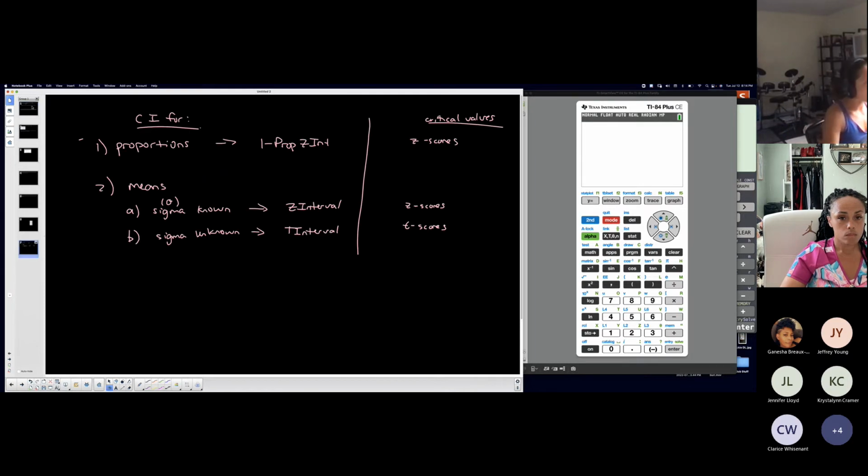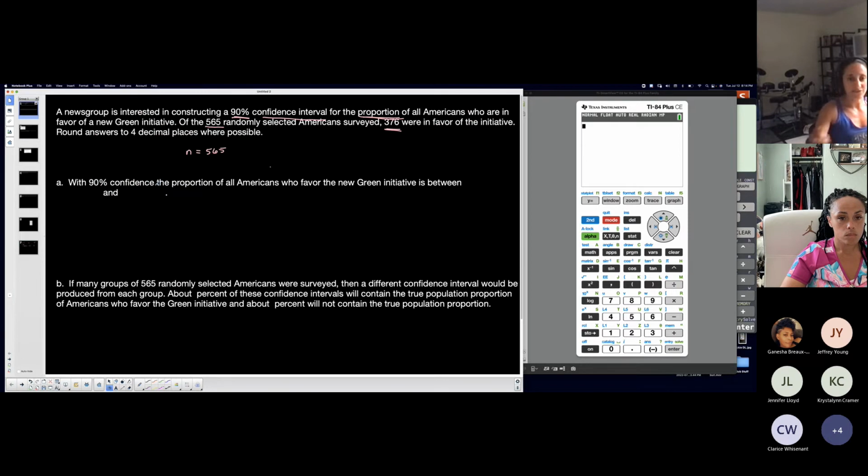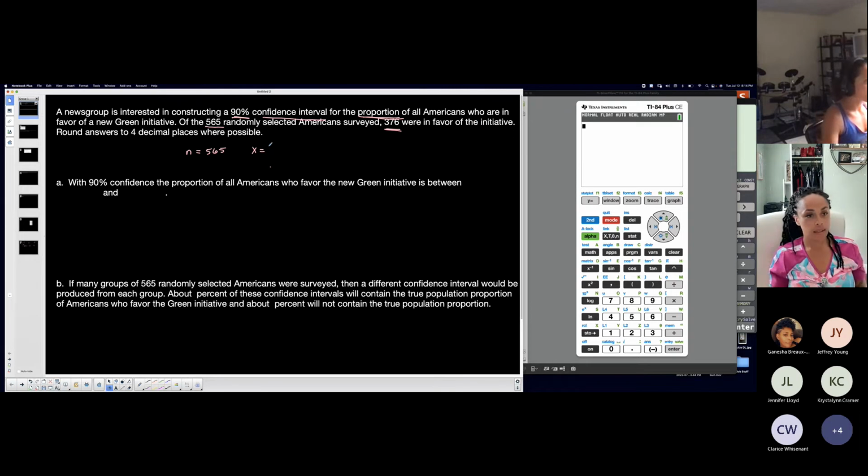You have to now think about, remember what a proportion is. It's a fraction of a total. So I have 376 out of the 565 as my fraction of the total, as the amount out of the total that are quote unquote success, that are the proportion of Americans who are in favor of the new green initiative. That's my success. So we represent the number of successes out of trials as X, and X is 376 here.